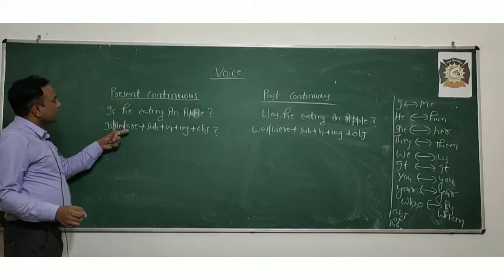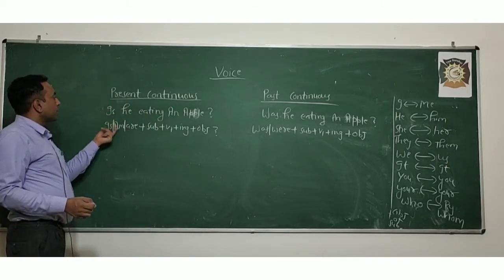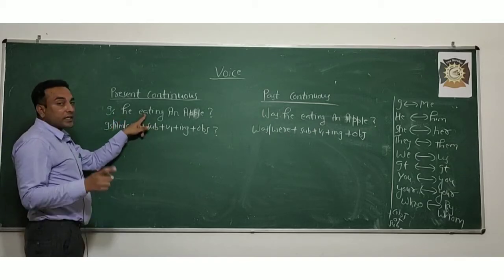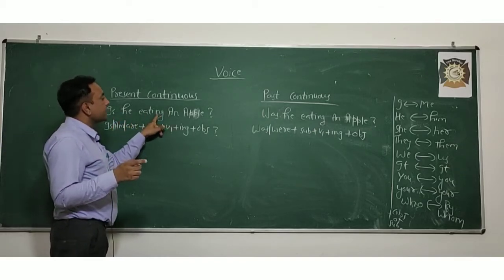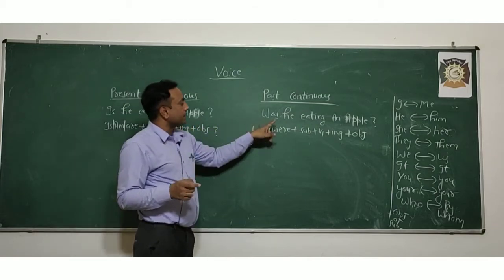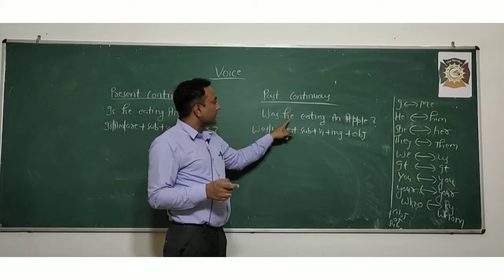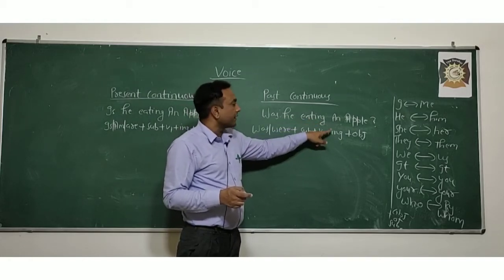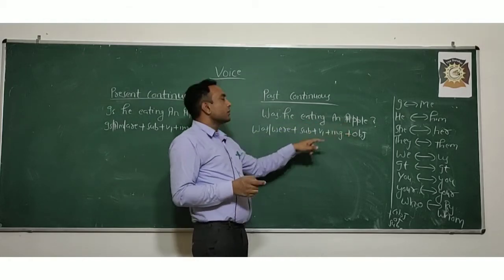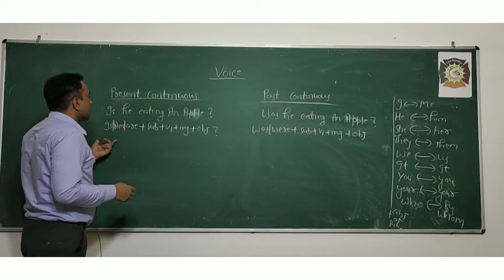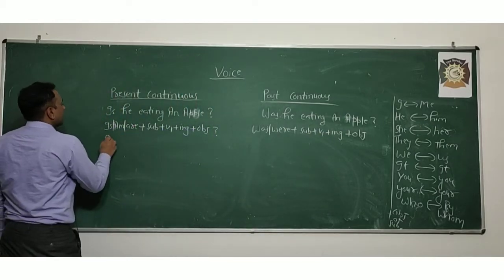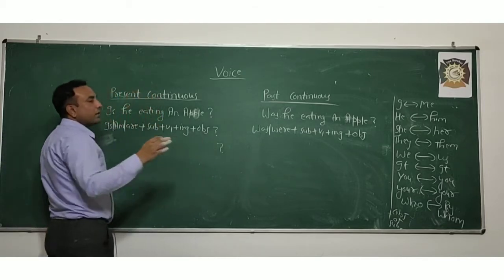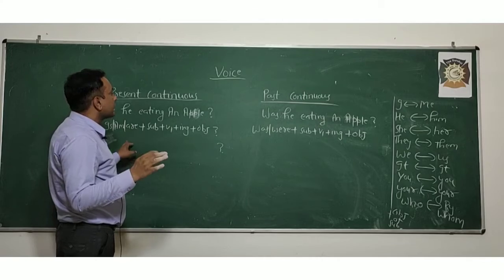Is, am, are, this is the B form of the verb. So is, am, are is given, and then subject, he is the subject. V1, eat is the first form. Ing, eating, and apple is the object. Same is the case. Was, were, was is given, and subject, he is given. V1 plus ing, eat plus ing, eating, and apple object is given. So how to change it? How will you change it? An apple, listen to me, because the sentence is interrogative, we will keep it interrogative.